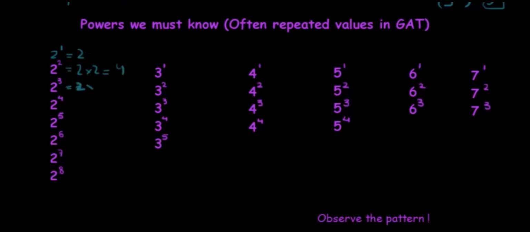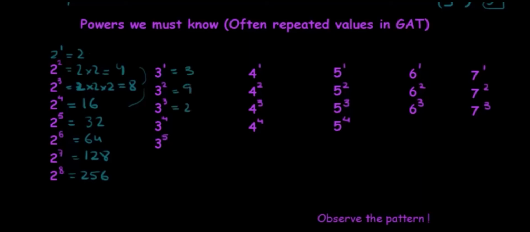Let's do it together. So I've got 2 times 2 times 2. That's 2 cubed, 8. 2 to the power 4, 2 times 2 times 2 times 2, that's 16. 2 to the power 5: do you see that we're only multiplying by 2 each time? So I just multiplied by 2: 32, 64, 128, 256. Likewise, you've got to retain a few powers of 3 as well.